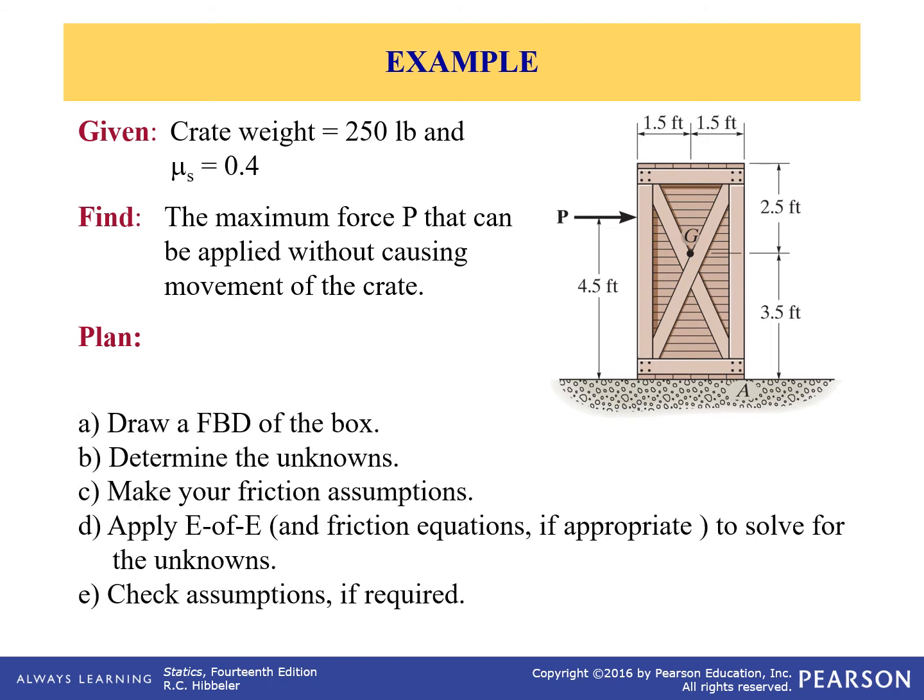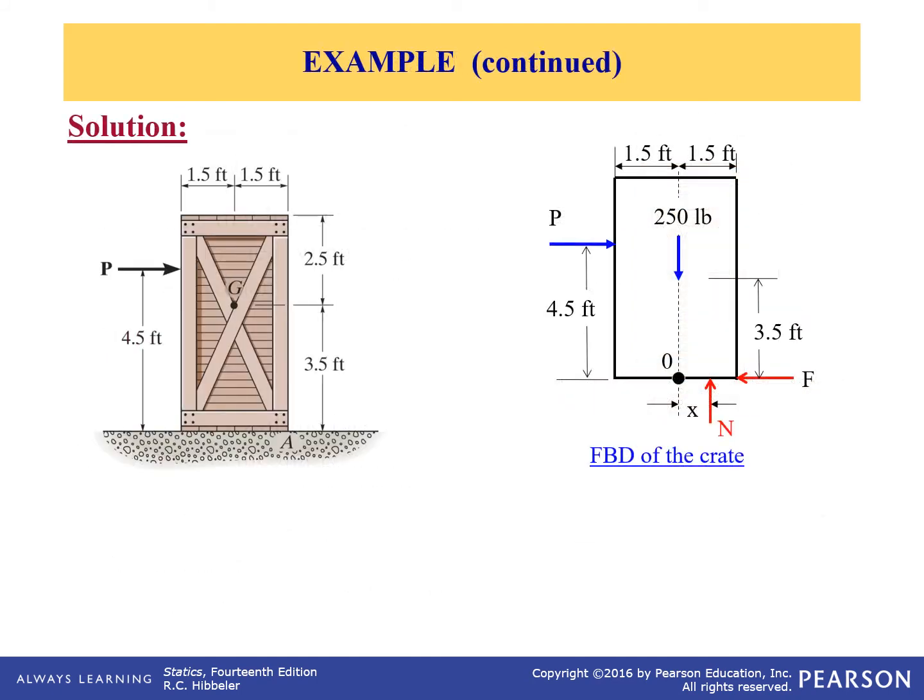So what are the steps that you're going to do? We're going to draw a free body diagram of the box. We'll assume first it's slipping, and then we'll see if our calculations bear out. If they don't bear out, then we'll check tipping and see if that works. Determine your unknowns, make your friction assumptions, apply your equations of equilibrium, and then check your assumptions if necessary, to figure out if it works or not.